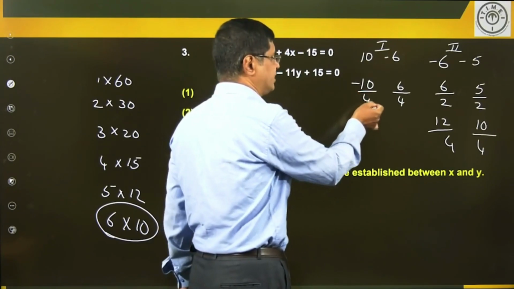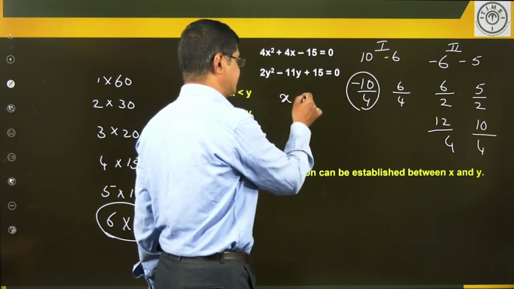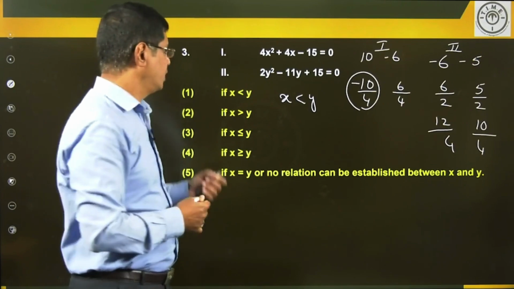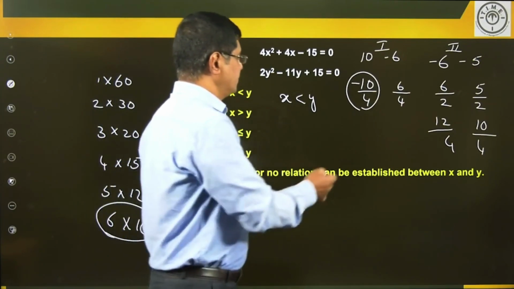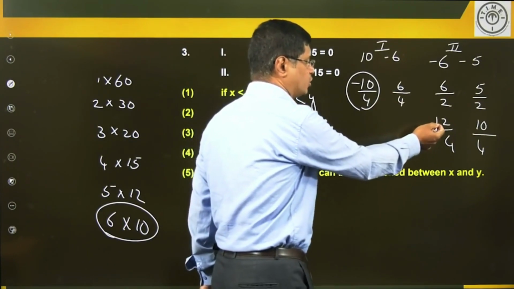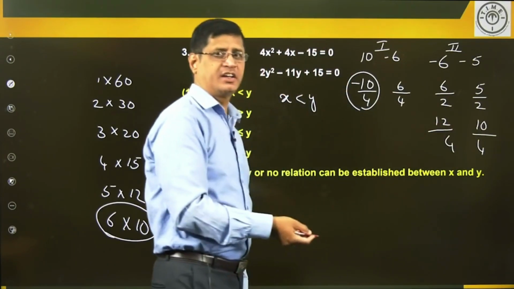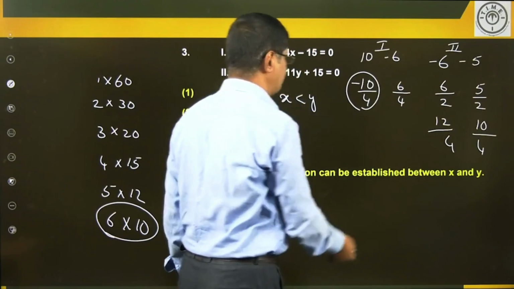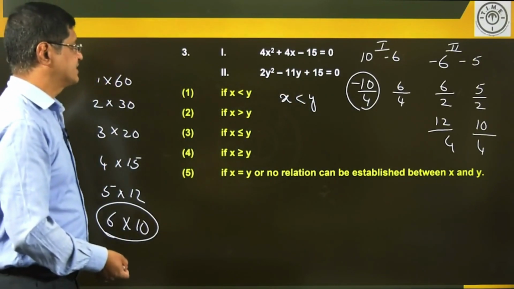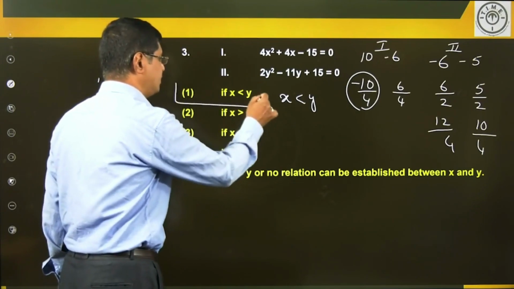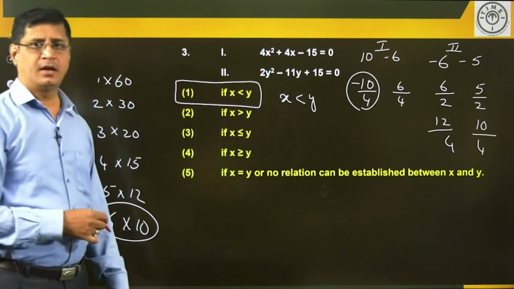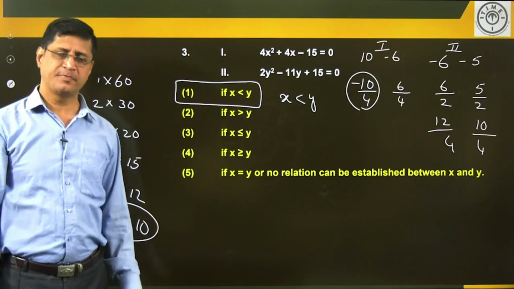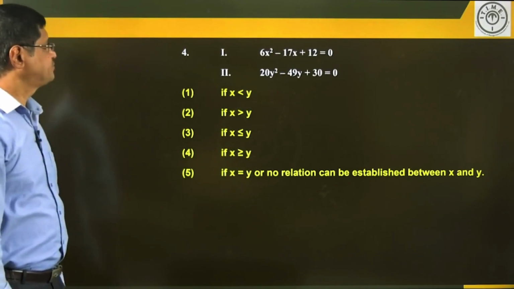Minus value is less than the positive. So, x less than y. Minus value is less than positive value, negative values. Now, what about the next one? The value 6 is less than both the values of the second quadratic equation, that is 10 and 12. 6 is less than 10 and 12. So, what is the discussion? X less than y means right choice. Option number 1, first choice is the correct answer. Am I clear? Right, moving to the next example.